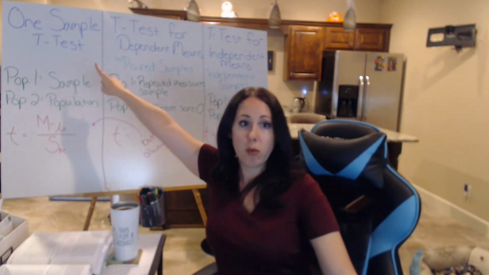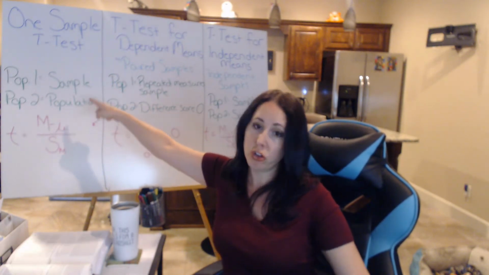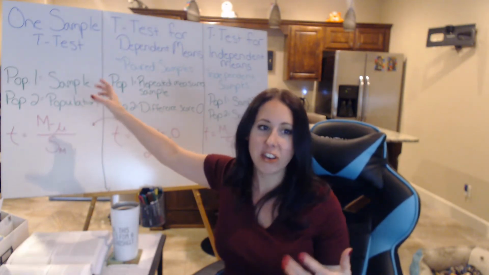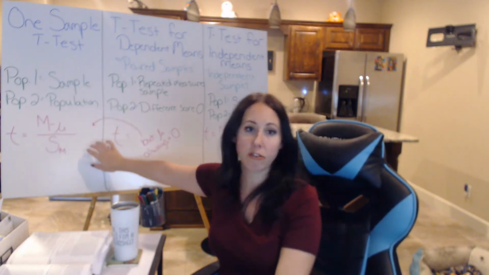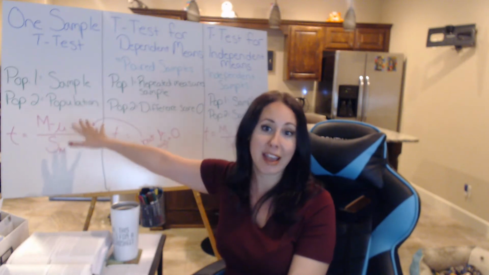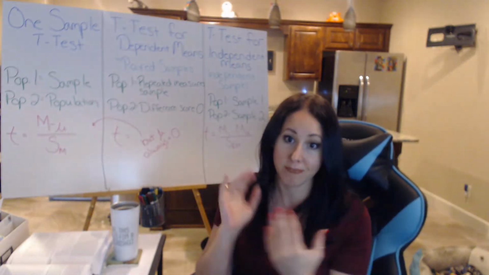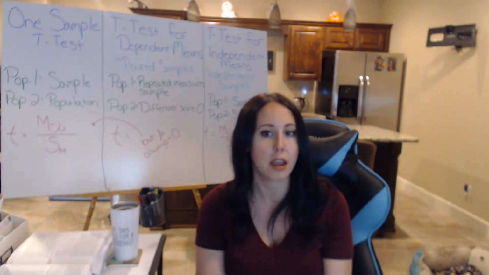So in this situation of a one sample t-test, your population 1 is your sample, your population 2 is your population, and you're running this analysis. Here's the formula for it. Your textbook actually explains that very, very well, so I'll let you dive into that. I won't waste time just parroting the textbook information with that.